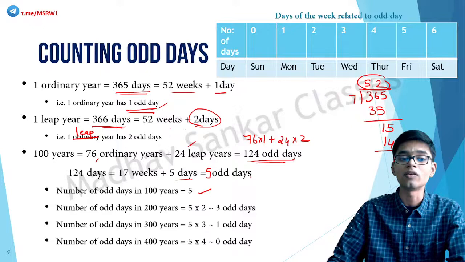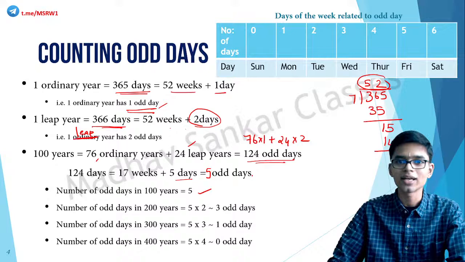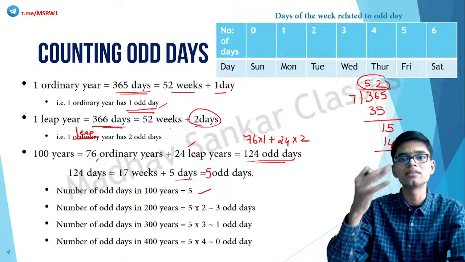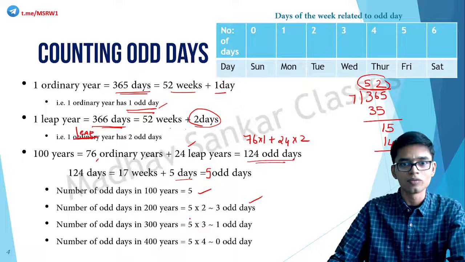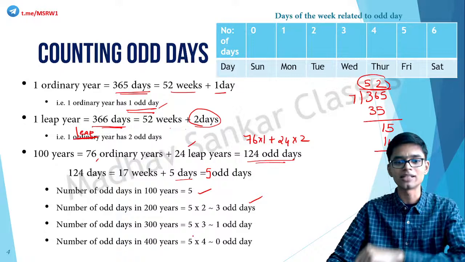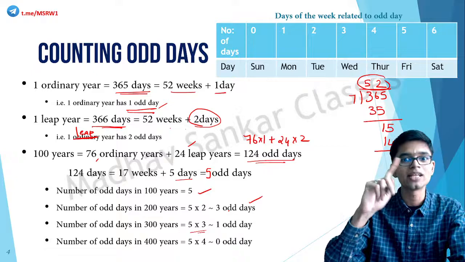Similarly, in 200 years, how many? 5 into 2, 10, correct? But in 10, we can take 1 week. So after taking that 7 days off, what is remaining? 3. So 3 odd days. In 300 years? In every 100 years, it is 5. So in 300 years, it is 5 into 3, that is 15 days. But in 15 days, we can take 2 complete weeks, 14. Remaining 1. So 1 odd day.